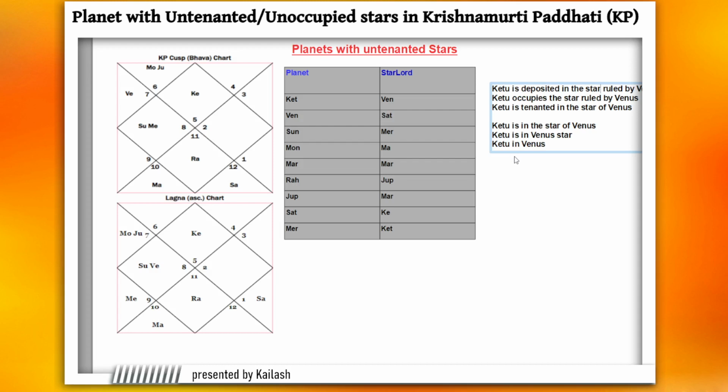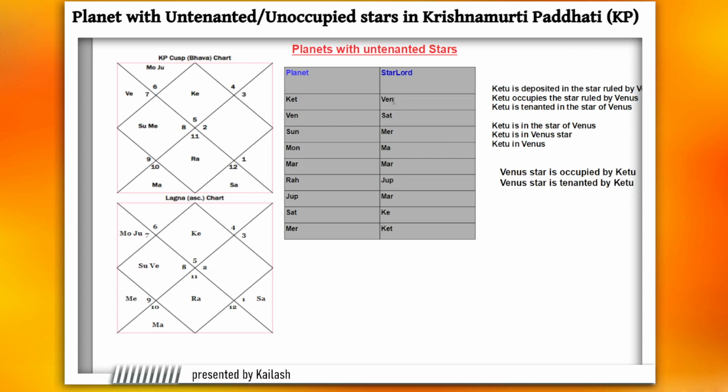Now let's take a look from the other way around. We said that Ketu is deposited in the star of Venus. Now let's say the same thing the other way, that is from the star lord to the planet. So this is how we say from the star lord to the planet.